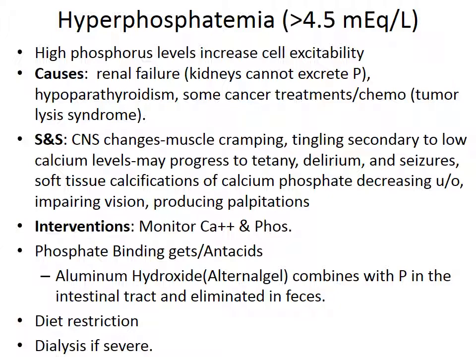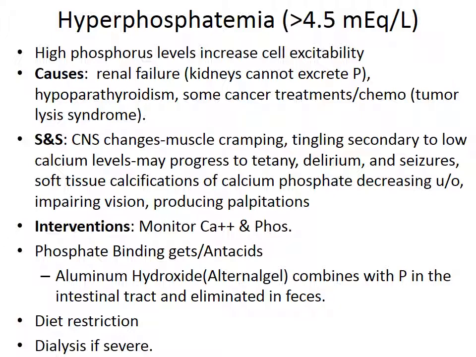High phosphorus levels cause hyperphosphatemia, or a serum phosphorus greater than 4.5. High phosphorus levels in the body increase cell excitability. Causes are renal failure, where the kidneys cannot excrete the phosphorus, hypoparathyroidism, and some cancer treatments such as chemo, or tumor lysis syndrome. Signs and symptoms of elevated phosphorus include central nervous system changes such as muscle cramping and tingling secondary to low calcium levels, which may progress to tetany, delirium, and seizures.